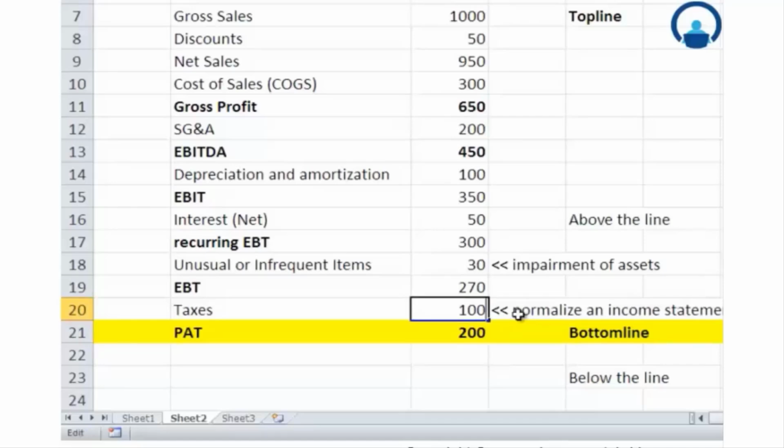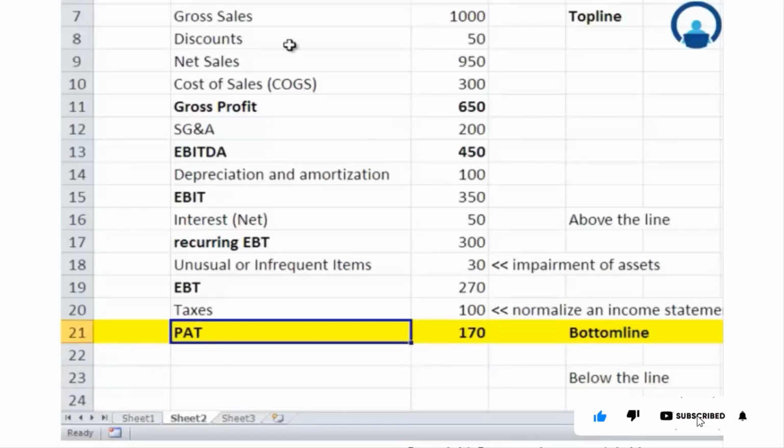So this tax also gets adjusted. For the time being, I'm skipping this as such, and the profit after tax actually comes out to be 270 minus 100, and this is equal to 170. So the bottom line obviously gets reduced because of the unusual or the infrequent items.